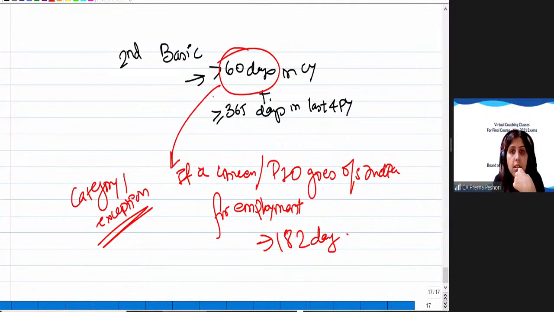Ravish, you are right. No, resident doesn't come into picture at all. Deemed residency will come in when he is not liable to tax in any country. Only then will deemed residency come in. No, Ashmita, why deemed residency? Deemed residency will come in only when he is not liable to tax in any country. We will deal with an example of that also.